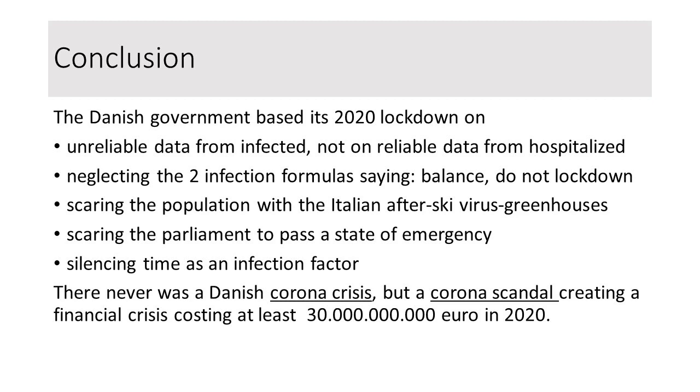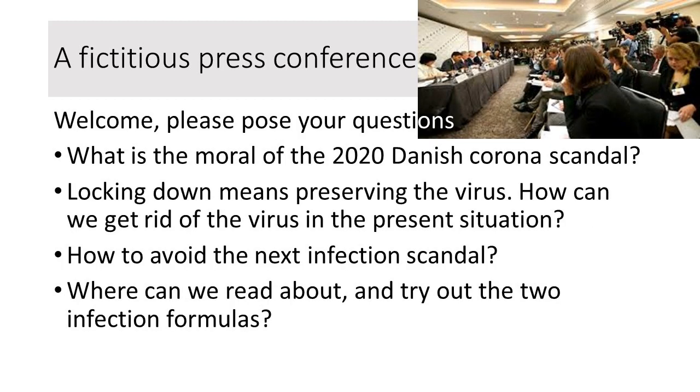It scared the population with the Italian after-ski virus greenhouses, even if they could never occur in Denmark, according to the 3-factor formula. It scared the parliament to pass a state of emergency. It silenced time as an infection factor. As a consequence, there never was a Danish corona crisis. Instead, there was a corona scandal that created a financial crisis that will cost at least €30 billion in 2020.